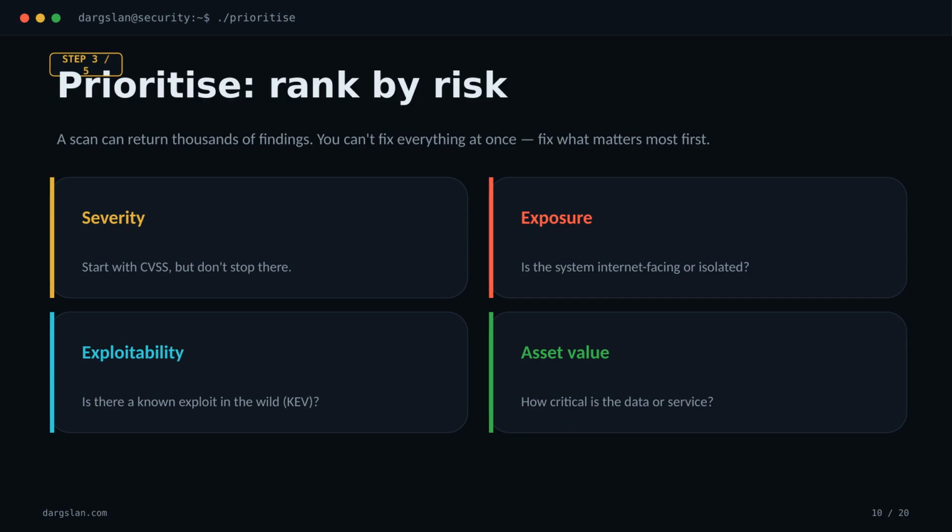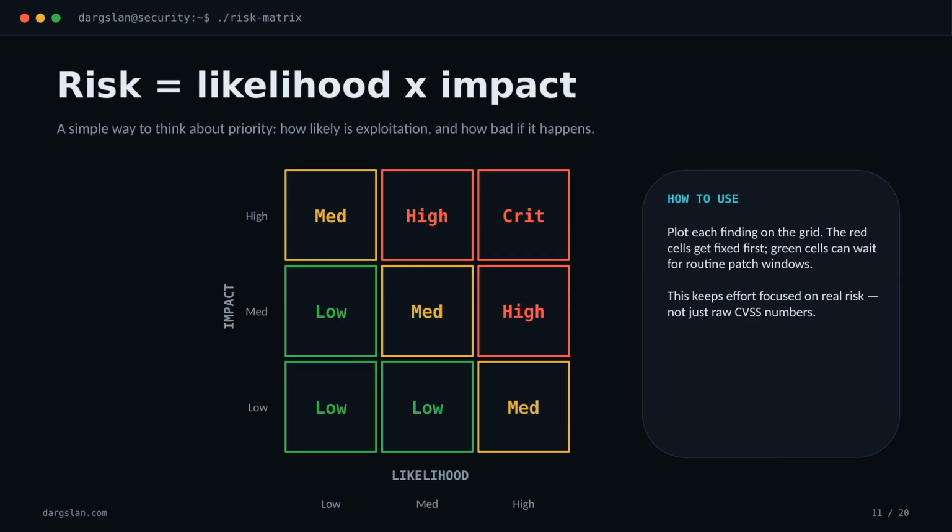How much does this machine or its data actually matter to the business? A medium severity bug on a public database often beats a critical one on an isolated test box. To make that weighing concrete, picture a simple 3x3 grid. Likelihood across the bottom, impact up the side. Anything landing in the red corner, high likelihood and high impact, is your critical fire to fight first. The green cells in the bottom left can comfortably wait for your next routine patch window.